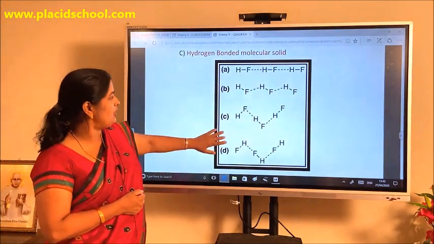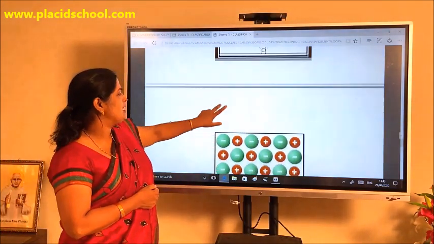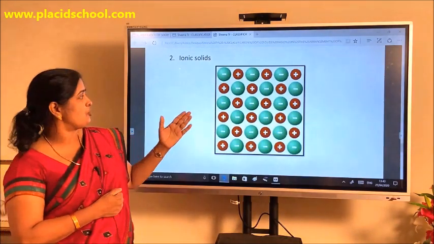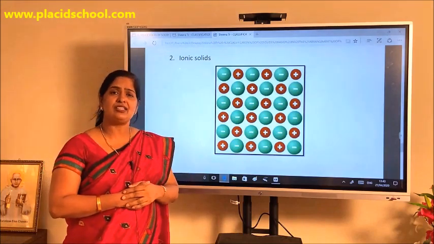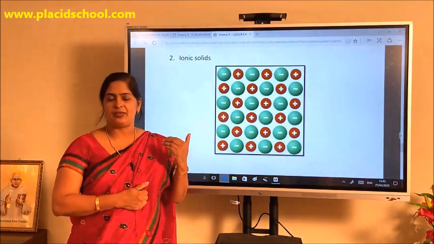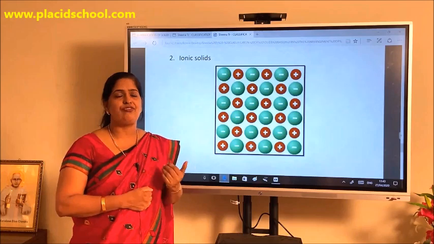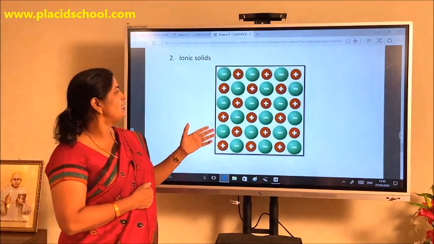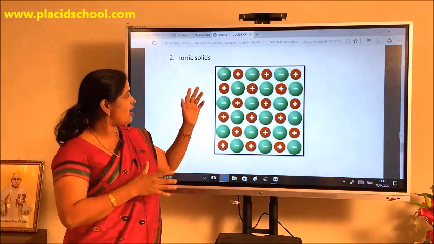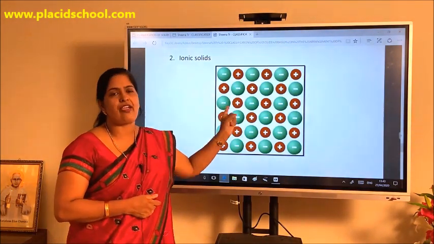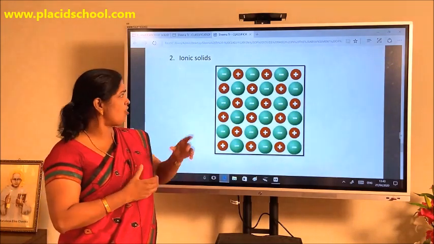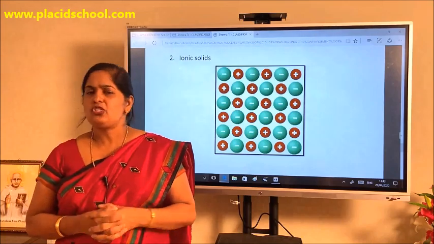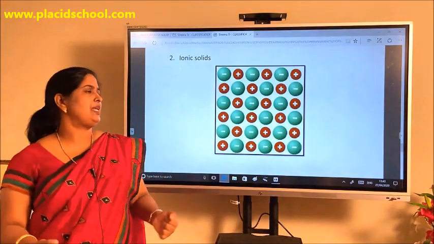So that is about the molecular solid. The second type of crystalline solid is ionic solids. It is represented here. Examples for ionic solids are NaCl, common salt, KCl, CuSO4, that is copper sulfate, all are examples for ionic solids. Here, the constituent ions are kept in an ordered fashion, and there is strong electrostatic force of attraction between them. So now we are able to explain the characteristics.